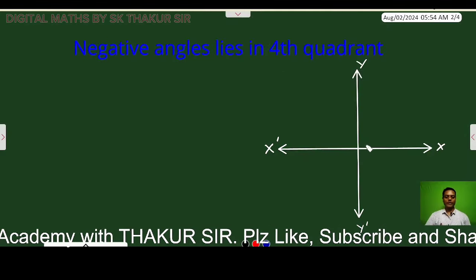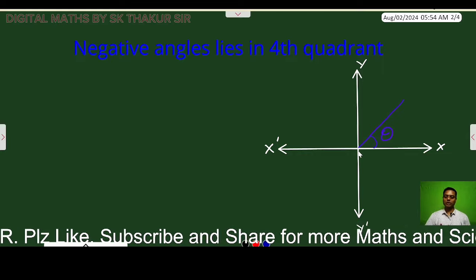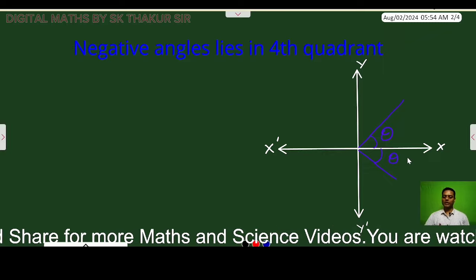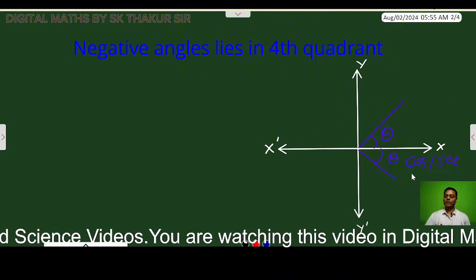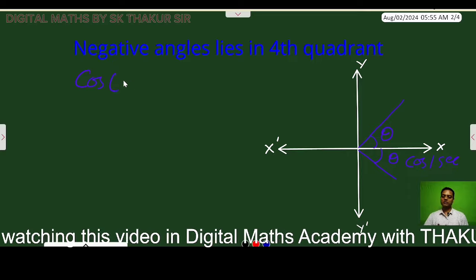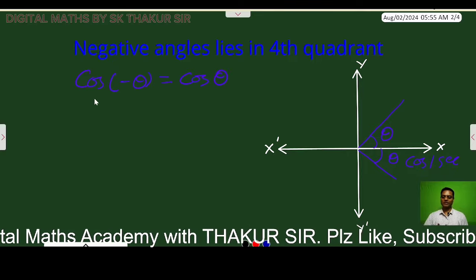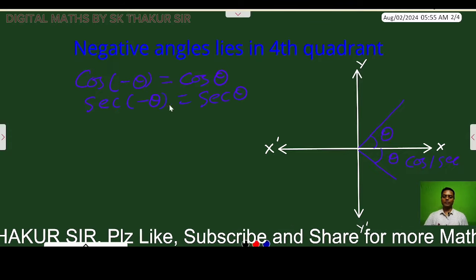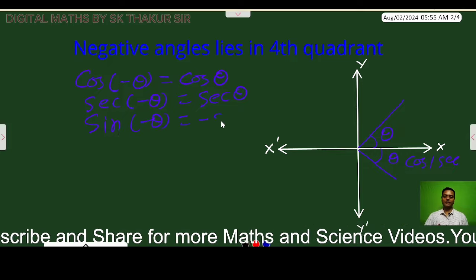Let's talk about negative angles. Let's say we have an angle theta in the first quadrant. Its reflection will be in the fourth quadrant. That is called the negative angle. As we know, except cos and sec, all have negative value in the fourth quadrant. So we can say cos minus theta is equal to plus cos theta. Sec minus theta is equal to plus sec theta. But sine minus theta is equal to minus sine theta.